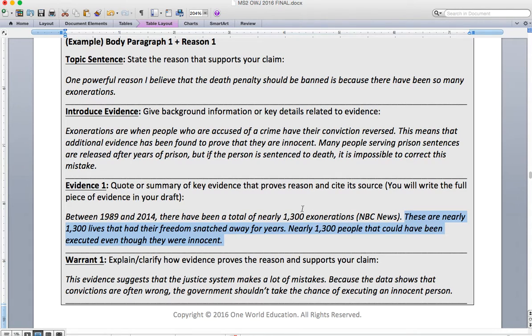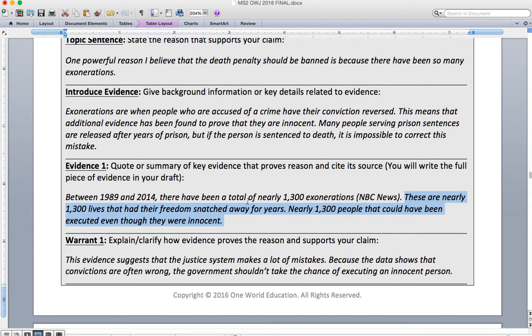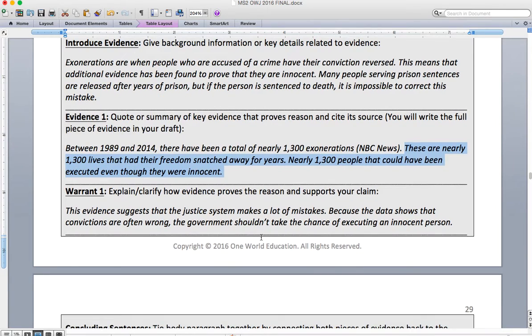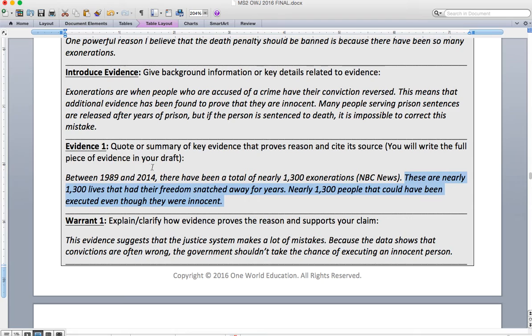So this is your evidence, a summary of that evidence, and then finally you're going to clarify how that evidence proves the reason or supports your claim. That's your warrant. So in this case, this evidence suggests that the justice system makes a lot of mistakes. Because the data shows that the convictions are often wrong, the government shouldn't take the chance of executing an innocent person. So you're going to do this evidence and warrant for each of your pieces of evidence.